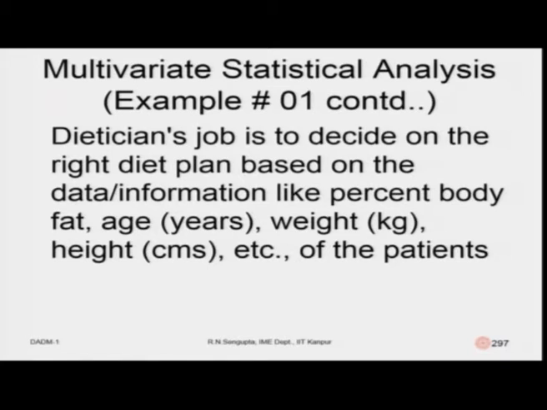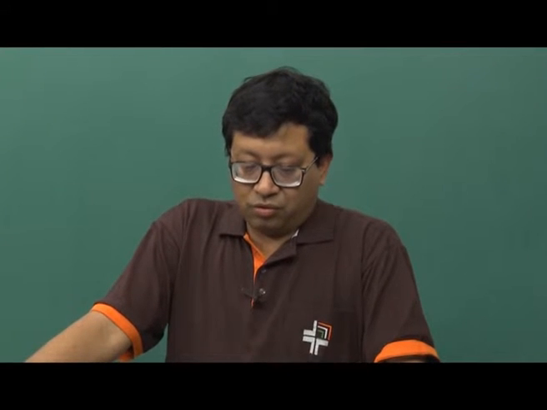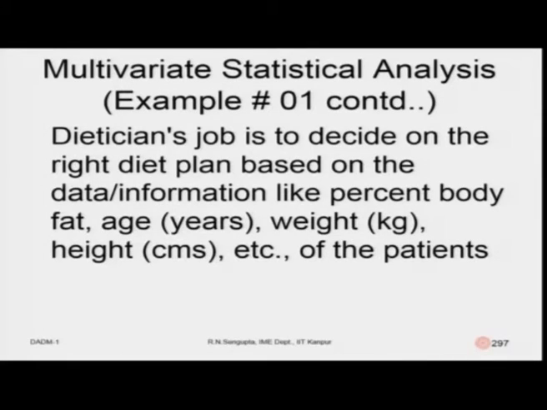The dietitian's job is to decide the right diet plan, because as I said, in a diet plan the calorific value of the food should be high, low or maintained. Maybe some people have been told, due to their restrictions, that the amount of water also has to be maintained at a certain level. So, it is to decide the right diet plan based on data like percentage body fat, the age of the patient, the weight of the patient, the height of the patient, etc., which is important to be noted.